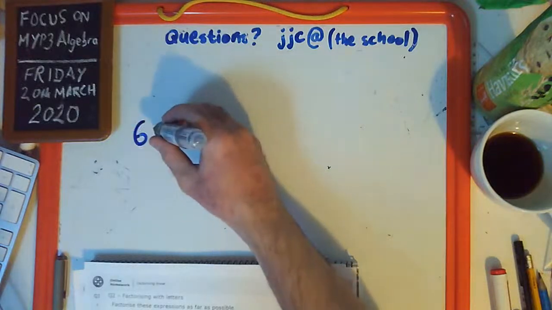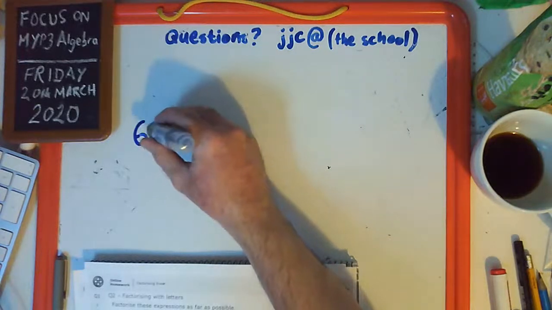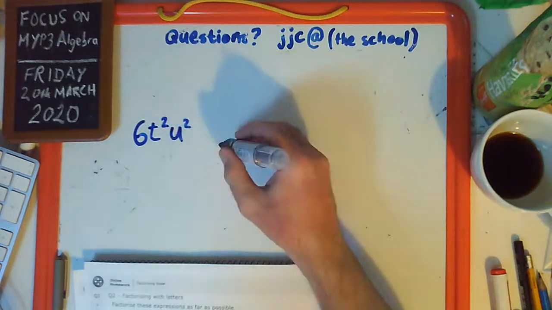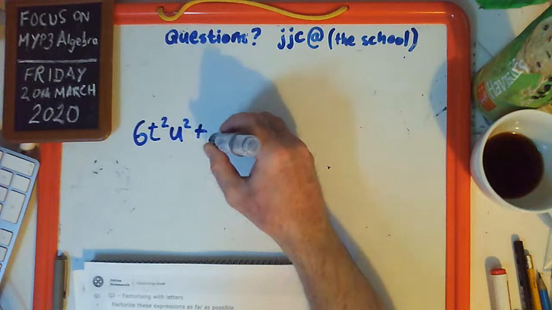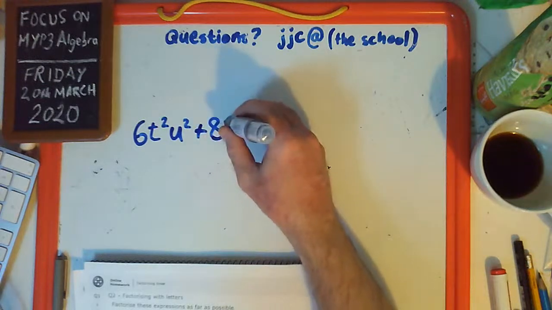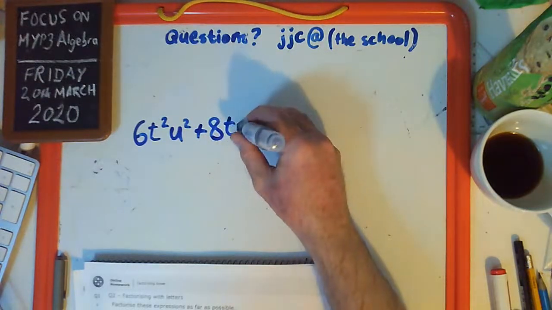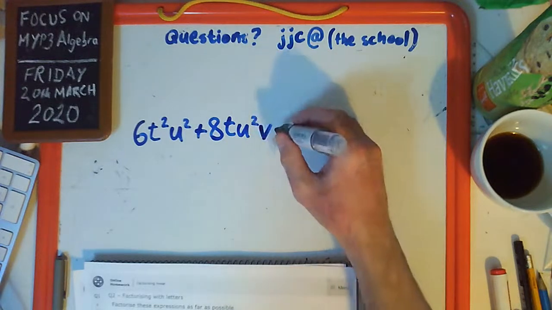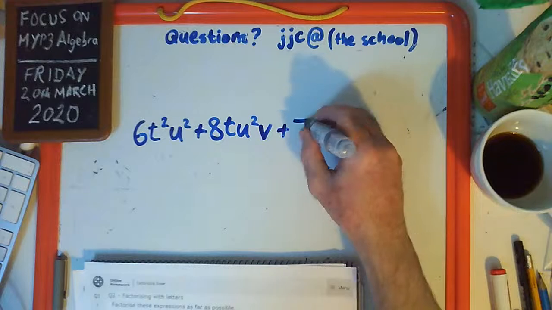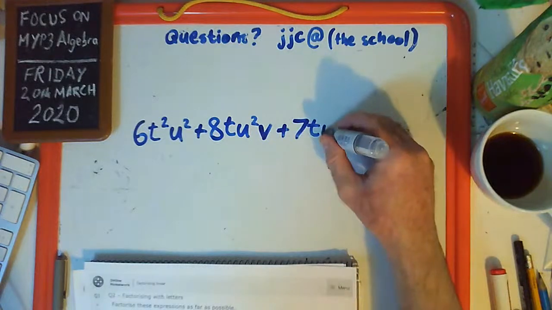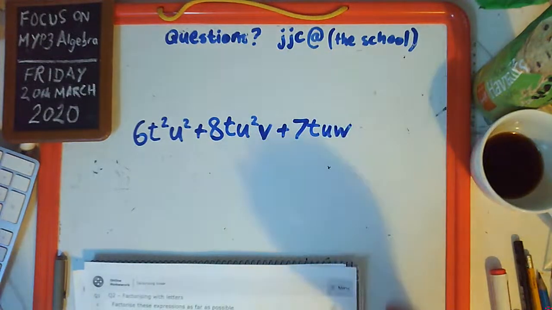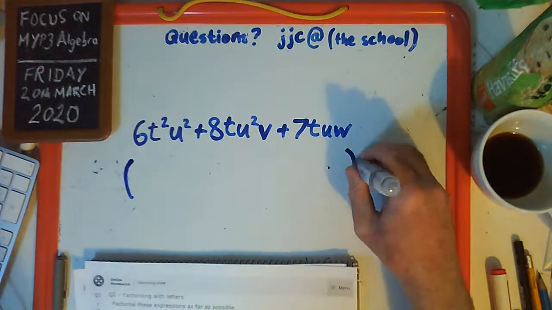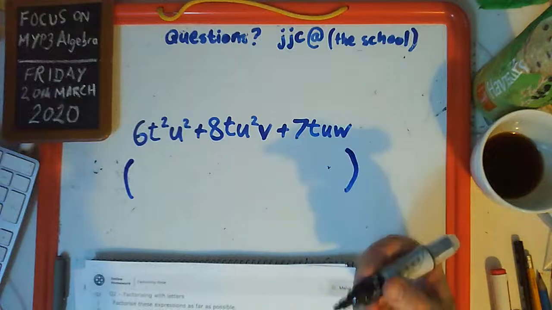Okay, the next one, 6t squared u squared plus 8t u squared v plus 7tuw. Wow. Okay, so it looks daunting because of all the letters, but the process is the same every time.